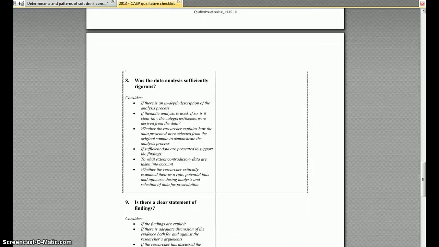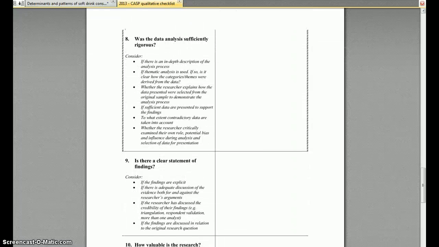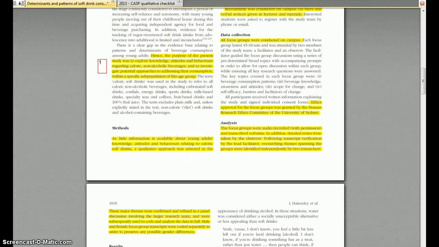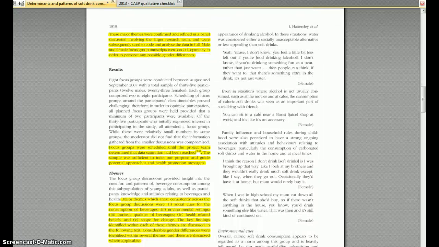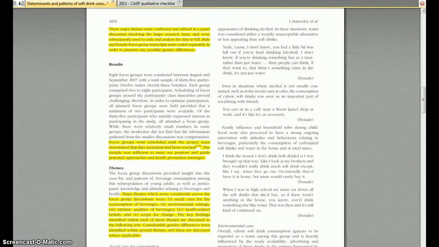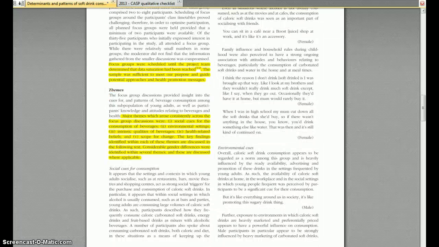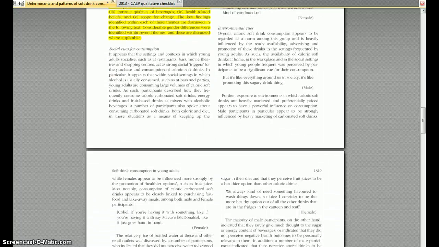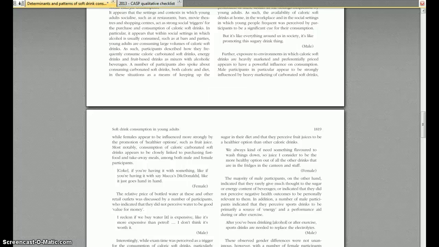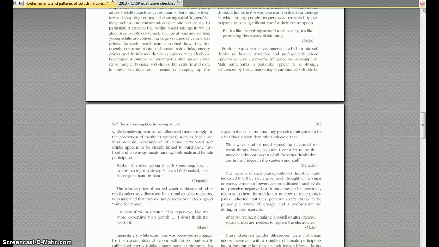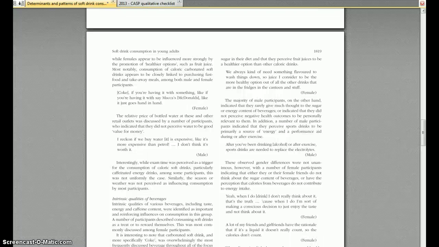We move on to the penultimate question here. Is there a clear statement of findings? The findings are presented in a thematic approach. We can see verbatim extracts attributed to males or females. What you can see from this page is a predominance of females, and this is highlighted again as a weakness of the study and limits the applicability to a male population. But certainly there is a clear audit trail between the themes that are reported and the author's interpretations.